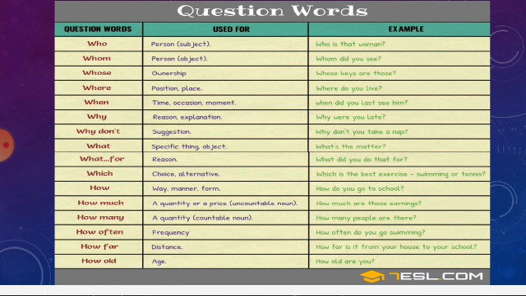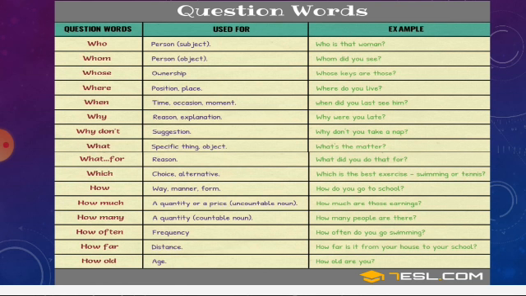Next is why. Why is used when you are asking for reason, when you are asking for an explanation. Why are you late? Okay. Why are you late? When you're making a suggestion, you use why don't. Why don't I help you? Why don't you take a nap?